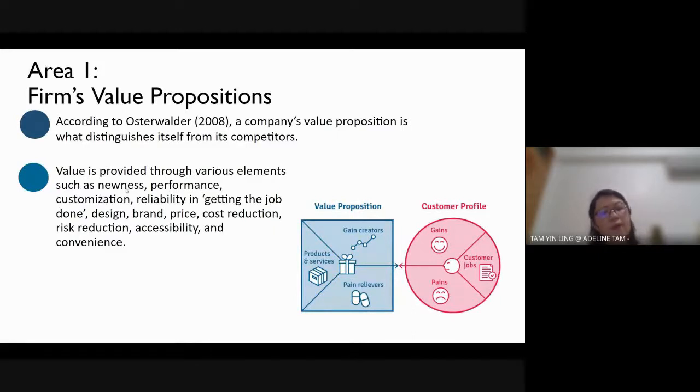Okay, it can be something new, better performance, customization. Customization means that you do this specially for your customers. For example, you are doing design or advertisement or catalog. Let's say catalog. You design this catalog special for a customer. This is what we call customization. Doing this special for a customer.